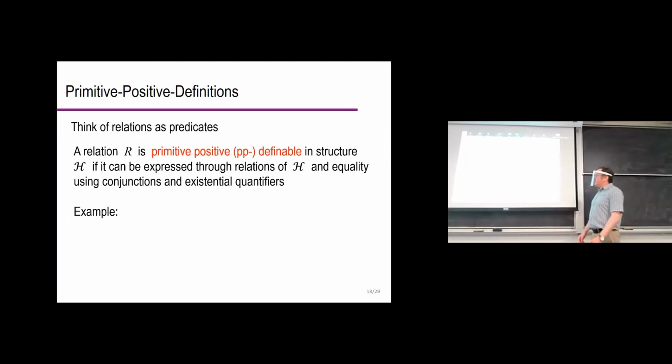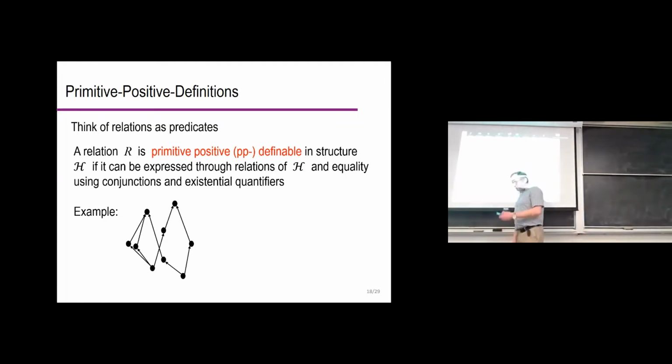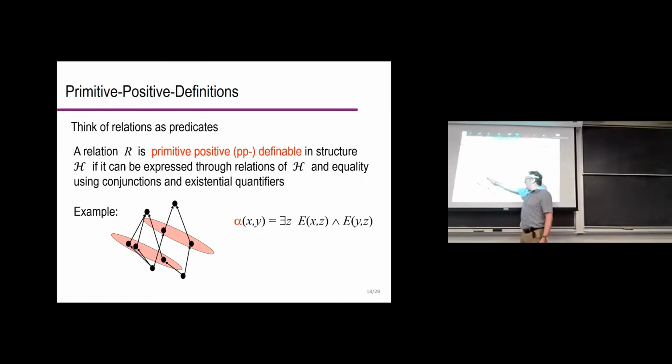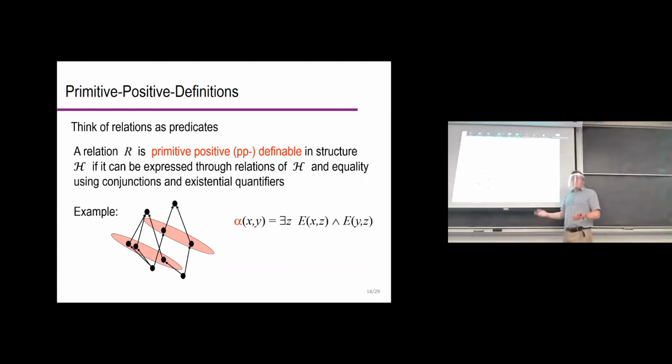So let's look at a simple example. This is our three-layer graph, a little bit deformed. What I'm going to do is look at those vertices in the middle that have the same out neighbor. So these three have the same out neighbor, and these two have the same out neighbor. I claim that this relation, which is an equivalence relation here, can be primitive positive defined in the graph, just using the edge relation of the graph.